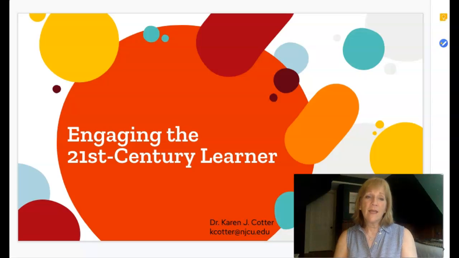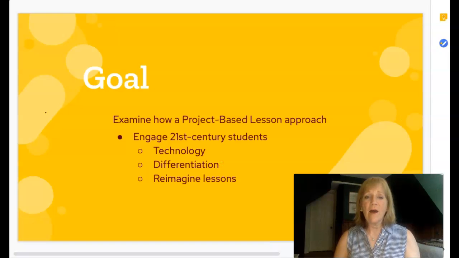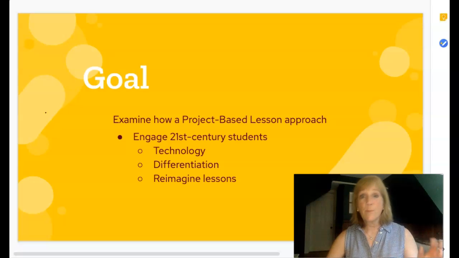My goal today during this presentation is to talk a little bit about how we can examine a project-based lesson approach and how it engages 21st century students through technology, the use of differentiation, the ability to differentiate between whatever we're doing in our project, and to have a minute, or longer than a minute, for you to think about how you could reimagine your lessons used in a project-based lesson approach.